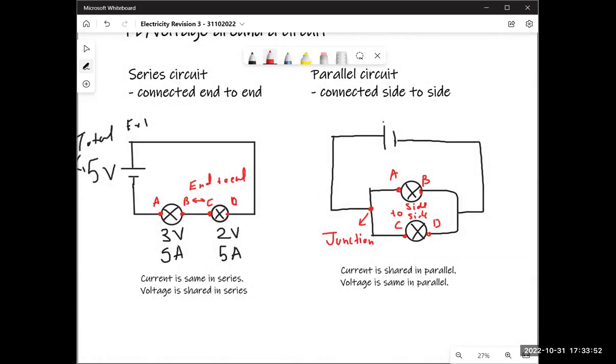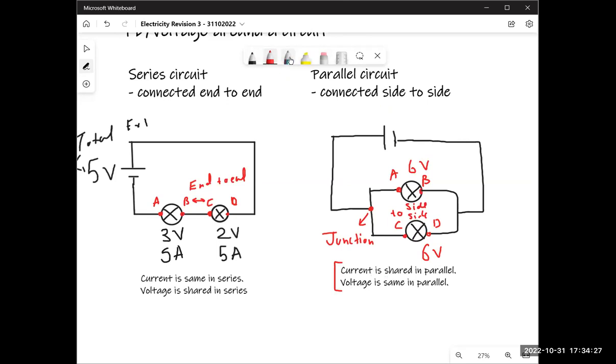Now, if I tell you that this whole thing is 6 volts, can you tell me what is the volts on this second bulb? Not 3. Why? It must be 6. Why 6 volts? Diana, read the rules quick. Current is shared in parallel. Voltage is same in parallel. So do you realize that they must be same in parallel? So if this is 6, this will be 6 as well, right?